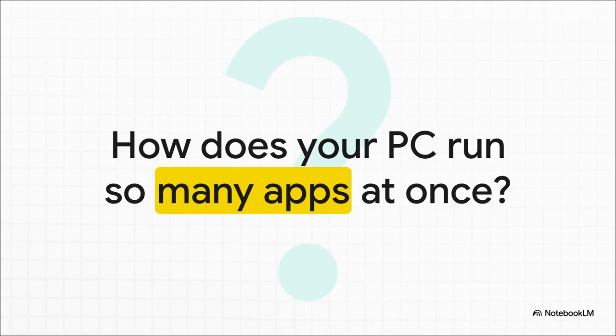Right, so how on earth is this possible? The heart of your computer, the CPU, can really only do one single thing at any given microsecond. You can think of it like a world-class chef who can only chop one vegetable at a time. So how does the operating system, our master chef in this story, make it look like an entire 5-course meal is being prepared all at once? Well, it all starts with some serious organization.